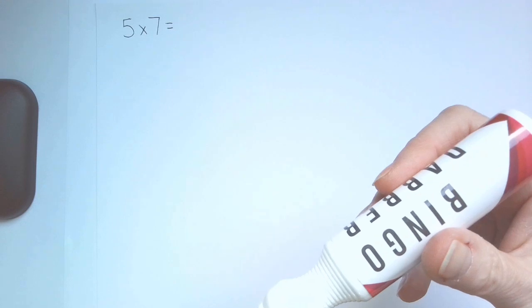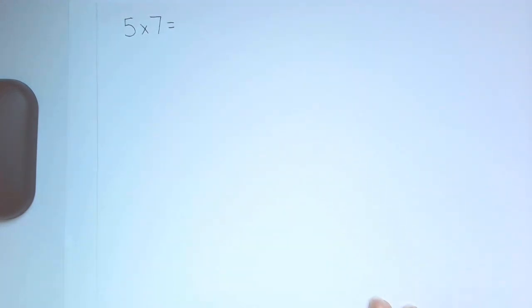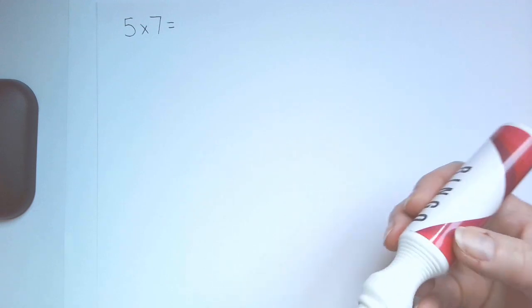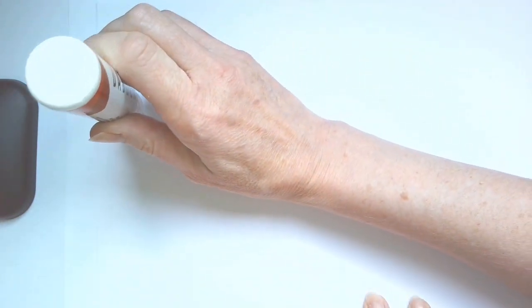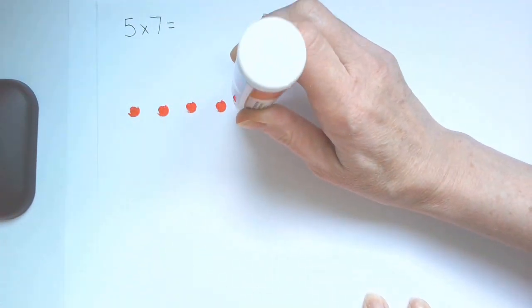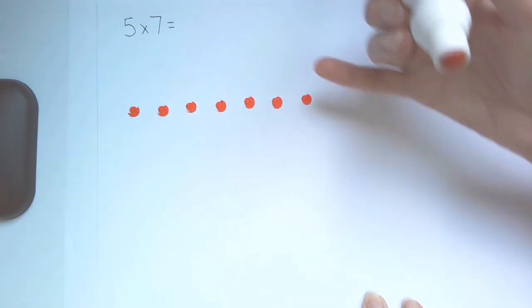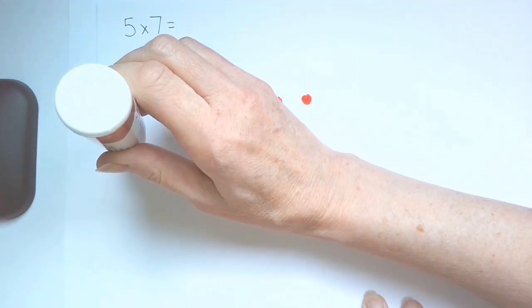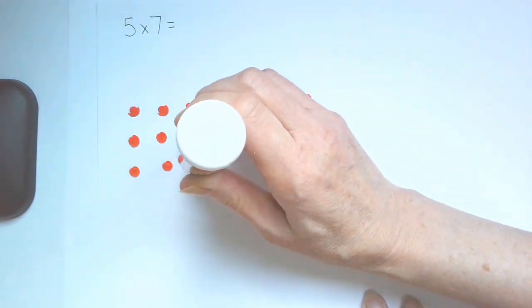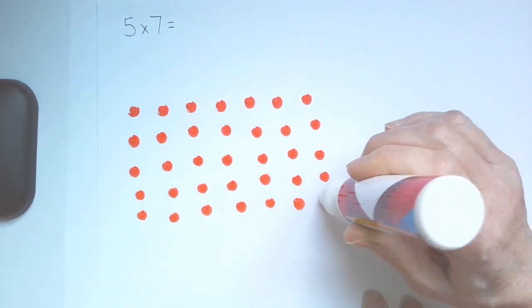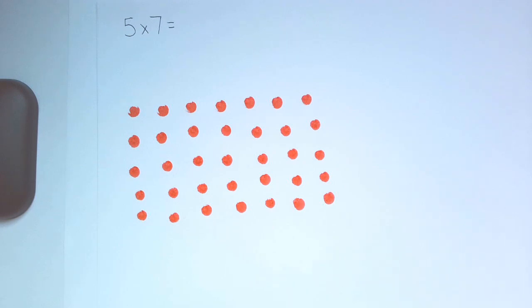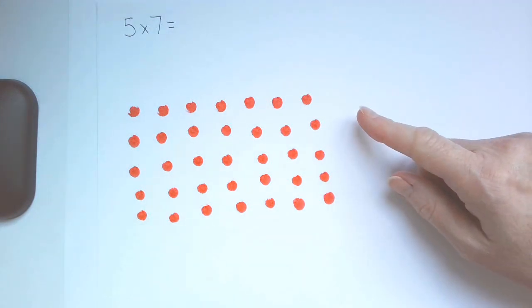And I'm going to do that quickly by showing an array, and I'm going to use my bingo dabber because that's a great way to really quickly make an array. You could just do it with a felt tip pen, you could just do it with counters or glass nuggets, but I'm going to show 5, 6, 7. I need 5 rows, 5 groups of 7. So there's my array, 5 lots of 7, 5 times 7.